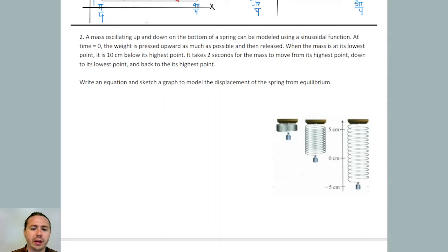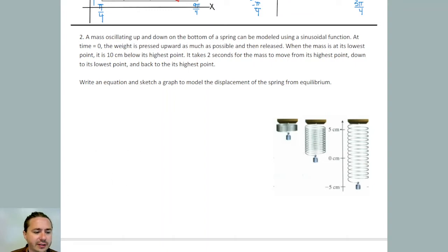Really try to understand what the behavior of the object is. For example, it's saying at time equals 0, the weight is pressed upward as much as possible and then released. So we know we're going to be starting at a maximum. This information is telling us about the amplitude, and this is talking about the period. So let's sketch our graph here, and then we'll break down all the different characteristics.